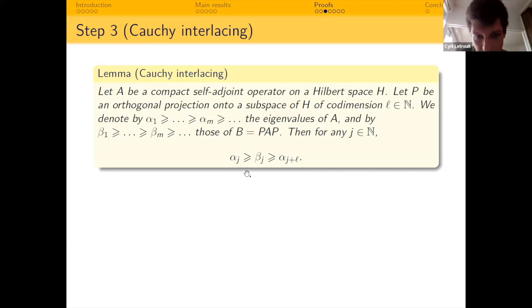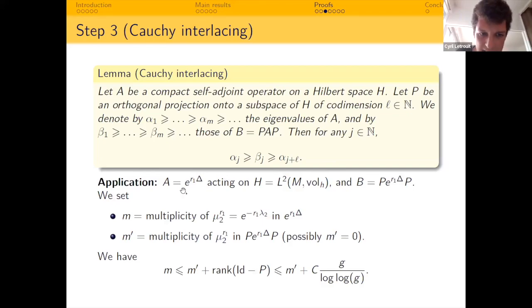And the thing is that if you have a multiplicity in the eigenvalue, if you have alpha J, which has a lot of multiplicity, then all the beta J's will also be equal in between, because you have alpha J, for example, equal to alpha J plus L, so all beta J's in between will be equal. So if you have eigenvalue multiplicity for A, you have multiplicity for B.